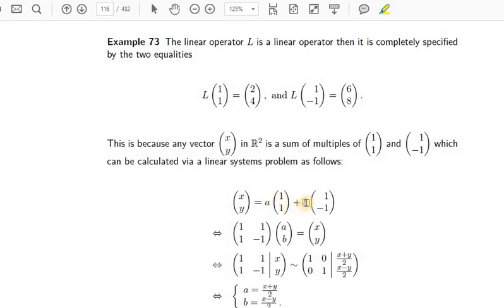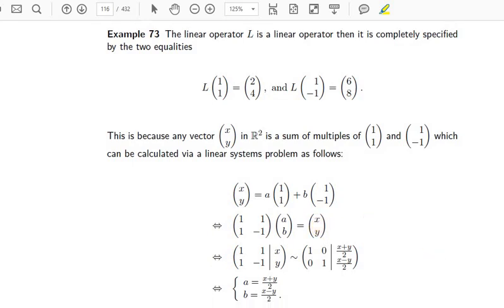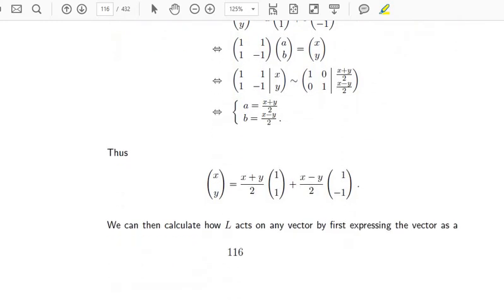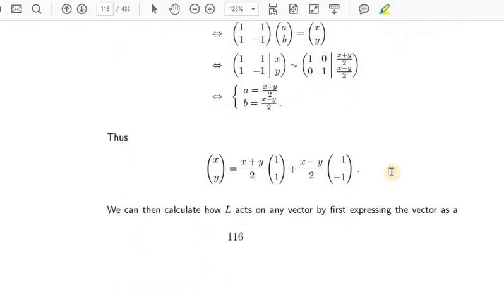Well, I can set this up as a 2 by 2 matrix problem. If I want to express (x, y) as a linear combination of (1, 1) and (1, -1), I can write (x, y) as a times (1, 1) plus b times (1, -1). And I can write this as a matrix equation. In this case, a and b are the unknowns, and we're treating x and y as the knowns. All right? So we can solve for a and b, and we can write (x, y) as a linear combination of these two vectors, (x plus y)/2 times (1, 1) plus (x minus y)/2 times (1, -1).